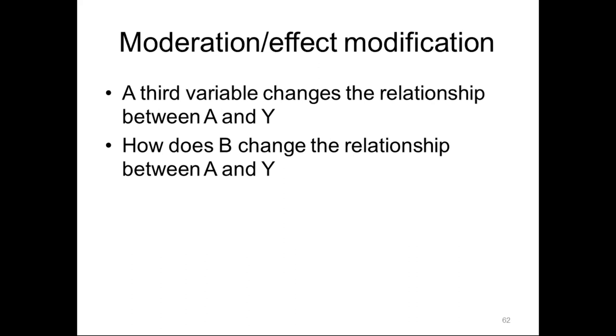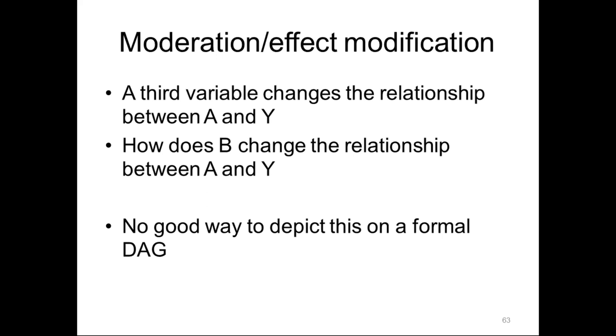So then one of the things that can be sort of tricky to distinguish, and I think that this helps a little bit, is distinguishing between mediation and moderation or effect modification. Right? So as an epidemiologist, I tend to call this effect modification. In other fields, people talk about this as moderation. So in that case, you have a third variable that changes the relationship between your exposure and your outcome. Right? So how does B change the relationship between A and Y? And there's not really a good way to depict this on a formal DAG.